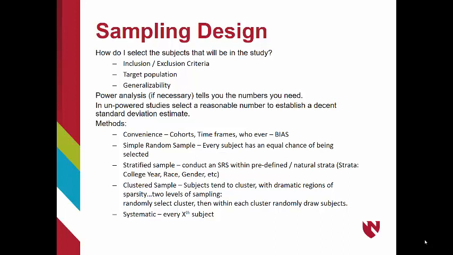So methods of sampling design, again, we'll talk about this in more detail next week, but there's convenience or cohorts. You basically just take whoever volunteers. You can do a simple random sample. So every subject that ultimately ends up being in your group was randomly selected from the population, and they all have an equal chance of being selected. You can do a stratified sample. This is really saying, I want to balance on gender, I want to balance on race, I want to balance on what year you are in college, I want to balance on disease severity or injury severity, something like that.